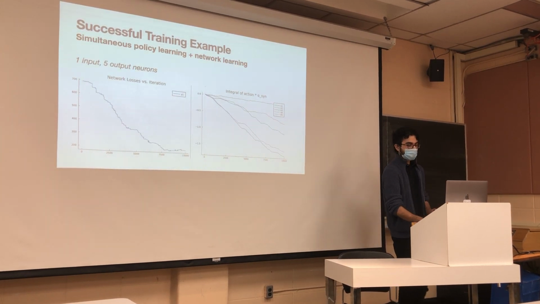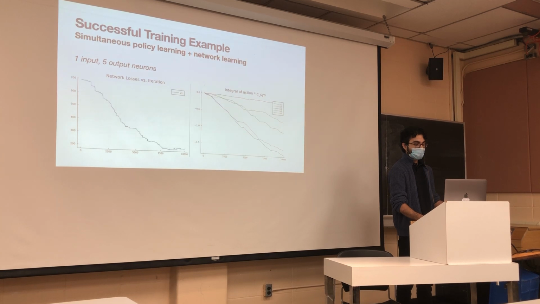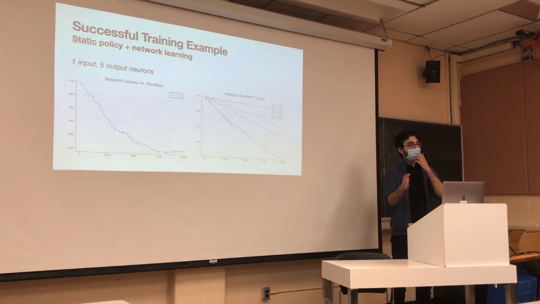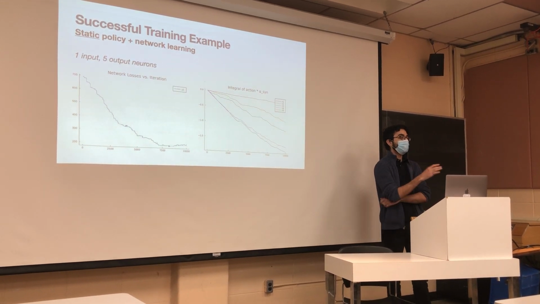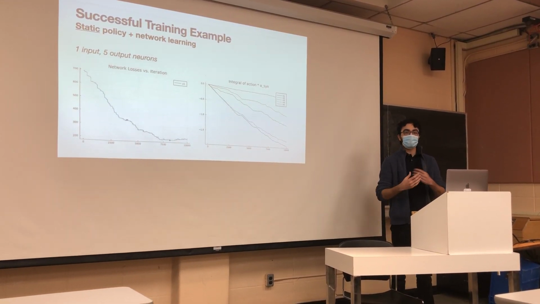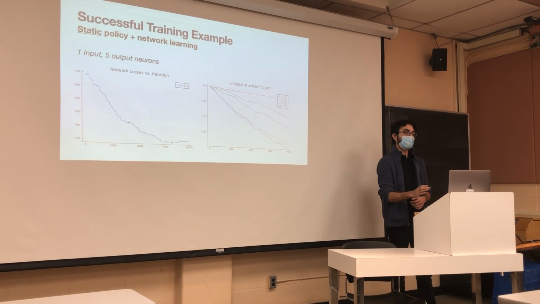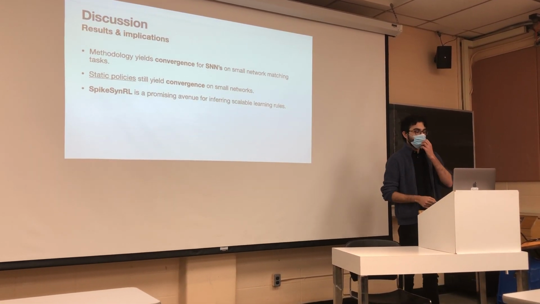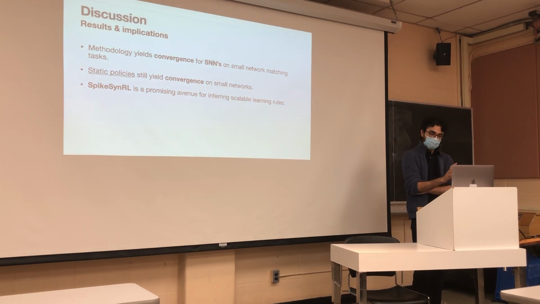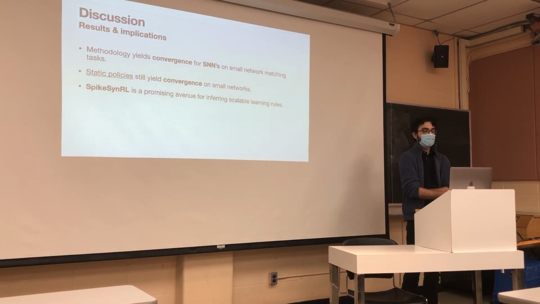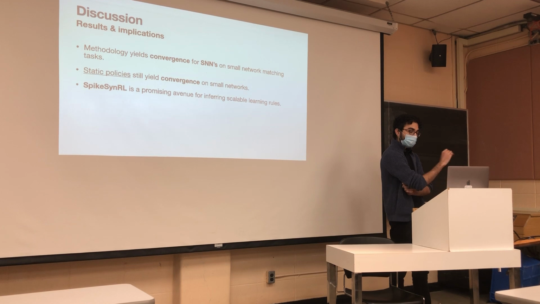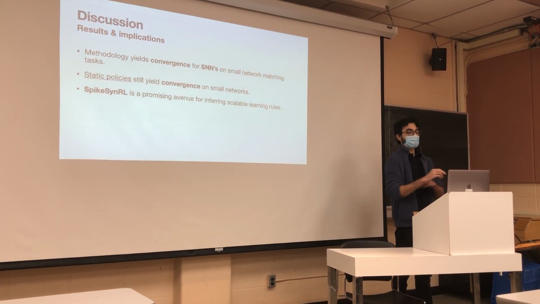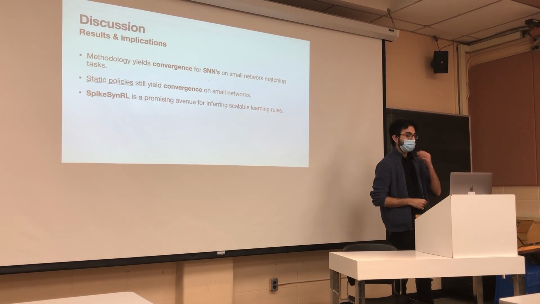So if we go back and forth, it converged slightly faster, in fact, to the end value, this end loss of around 200. And so that was kind of surprising as well. That implies that the reinforcement learning aspect of this is not actually pulling the load. It's actually the rule set that it is learning, which is very promising to me. And so we observe that the methodology yields convergence on some of these small network matching tasks. The static policy also still yields convergence, which is very satisfying. That implies that we're learning something good, not just putting the weight of the challenge on the RL model.